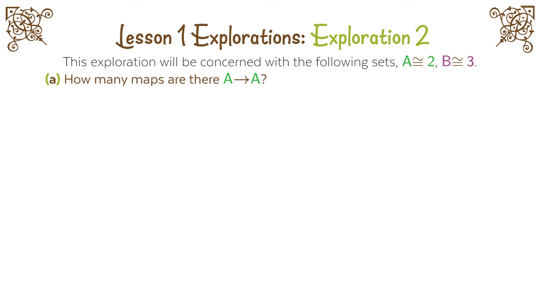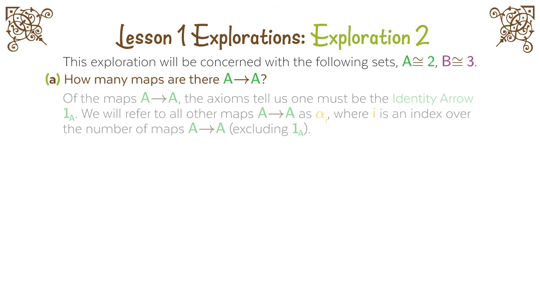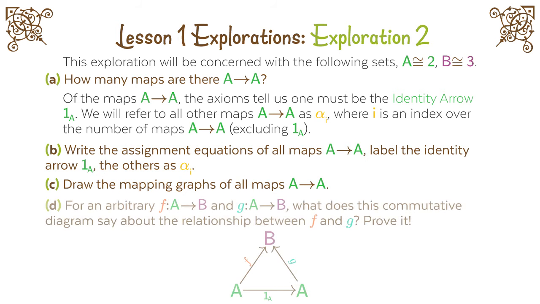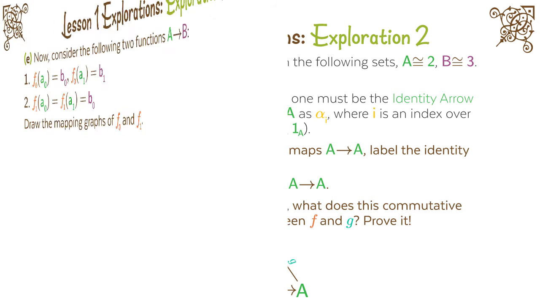Part A asks you for the number of maps A to A. B for the assignment equation of those maps, and C for the mapping graphs. D prepares you for the determination problem by presenting its degenerate case. In other words, we could rephrase this question as, given F and 1A, what are all the maps G from A to B such that the diagram commutes?